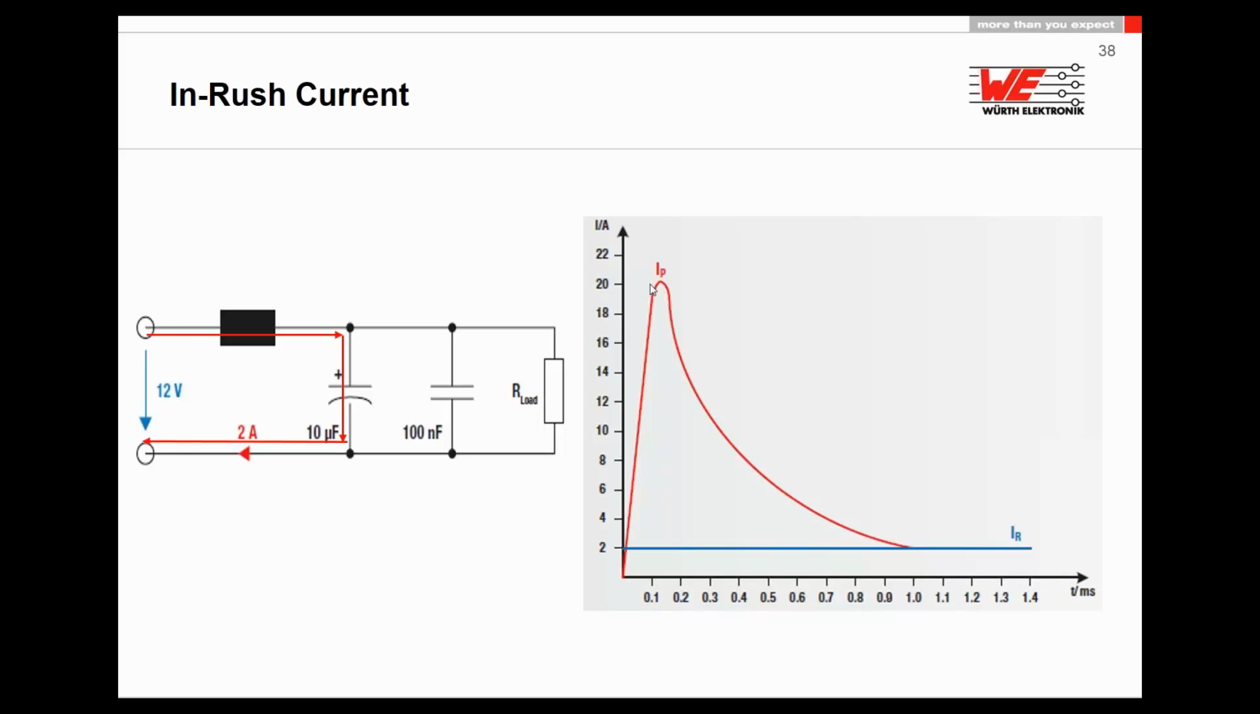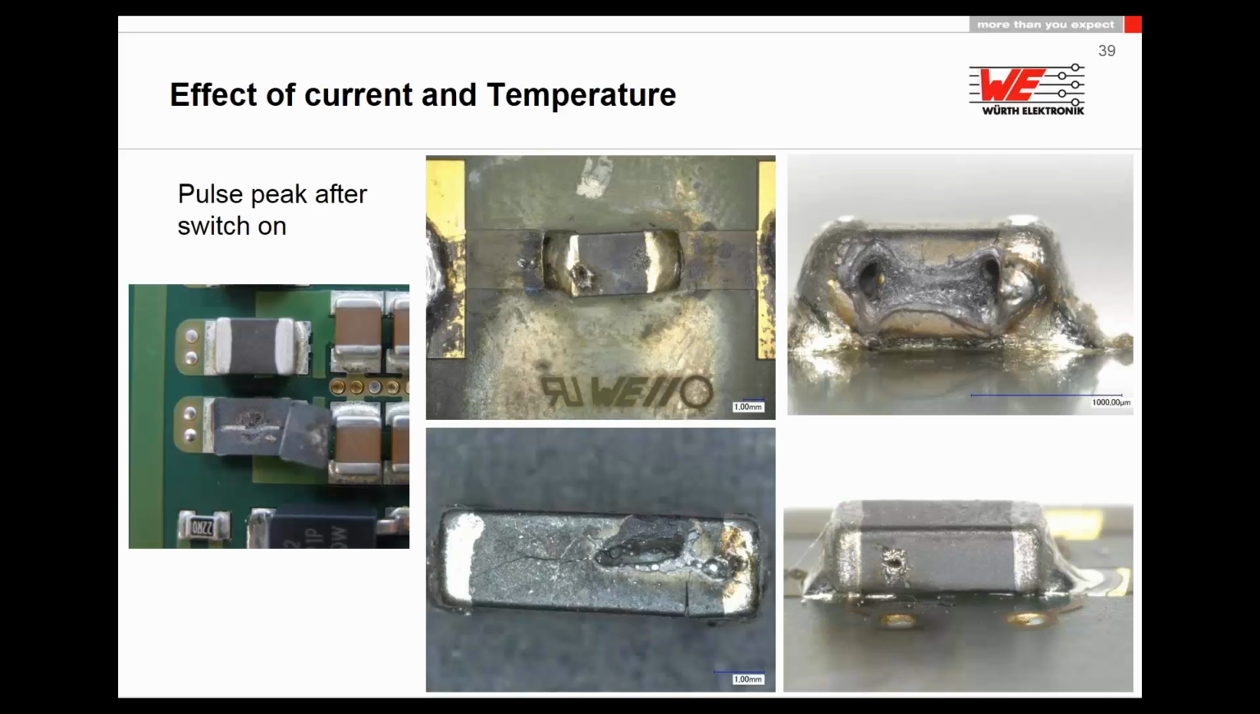So it means it will have a peak current, and this peak current could make the ferrite bead do something very strange. Sometimes you see a nice spark, sometimes you smell something like bad eggs, or you can see some nice holes in the ferrites. That happens when you apply a pulse current to the ferrite bead, and this is not good.